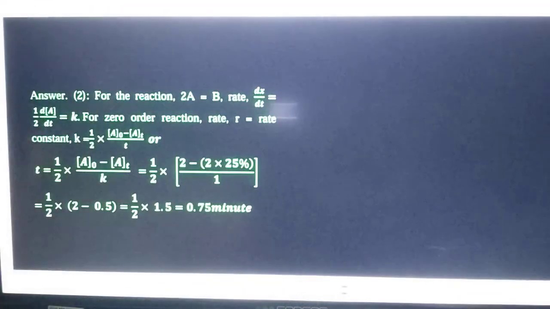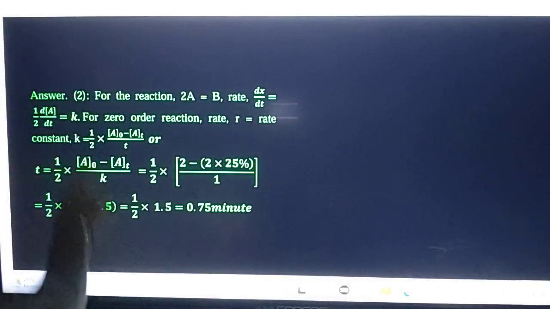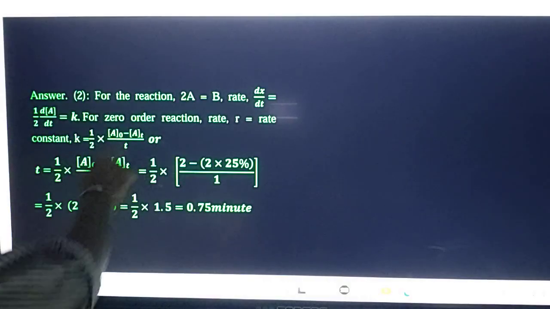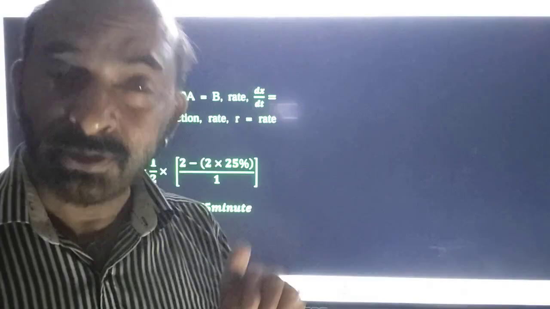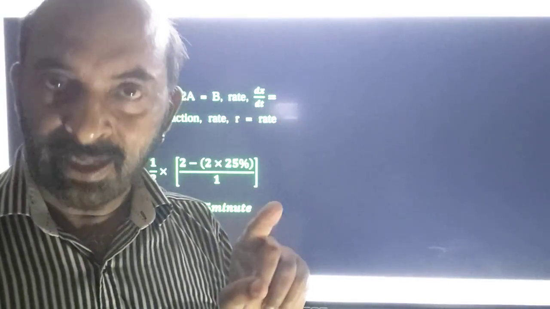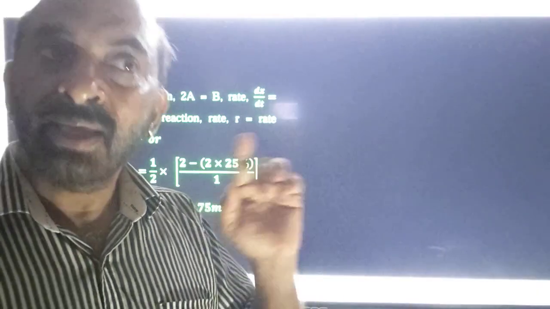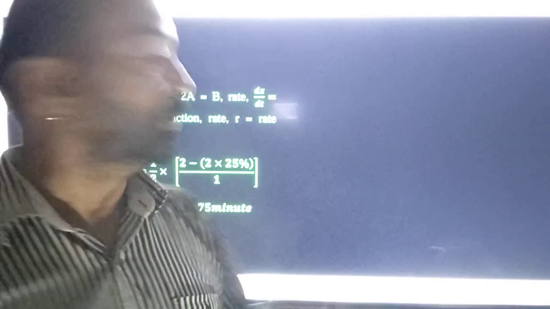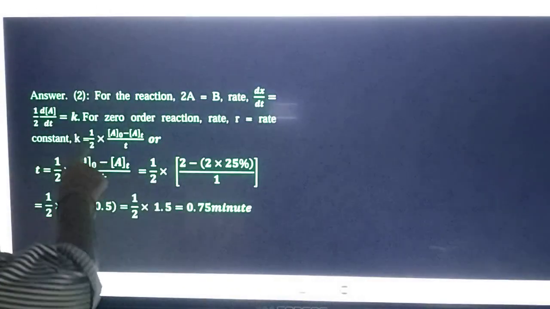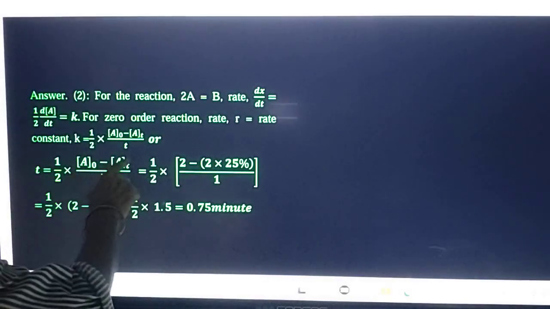We know K is 1 by 2 dA by dt is equal to K. K we also know to be A0 minus AT by T for an A giving B type reaction. Listen, rate constant K is equal to square bracket A initial minus square bracket A final divided by T. But here it is 2A giving products, so we have to multiply this with the inverse of that coefficient, 1 by 2. So K will be 1 by 2 into A0 minus AT by T, or T is equal to 1 by 2 into A0 minus AT by K.